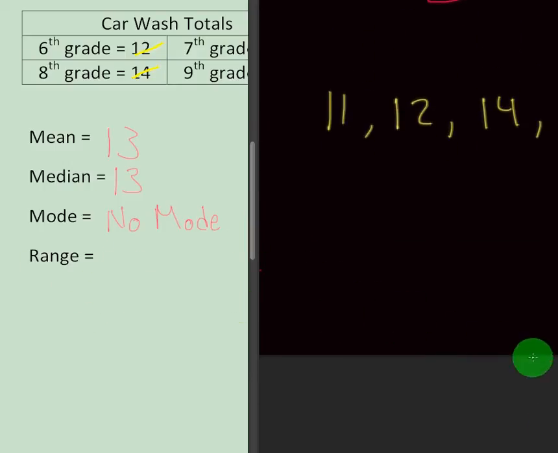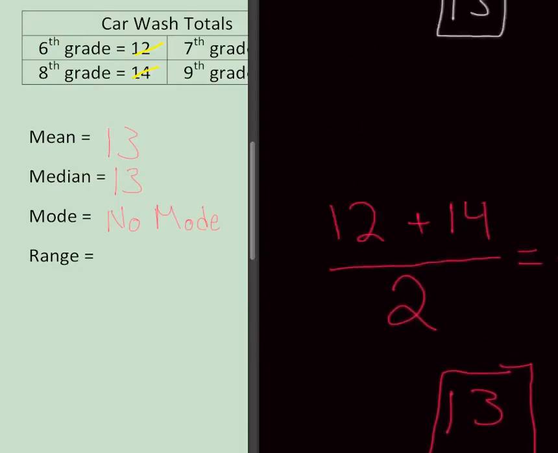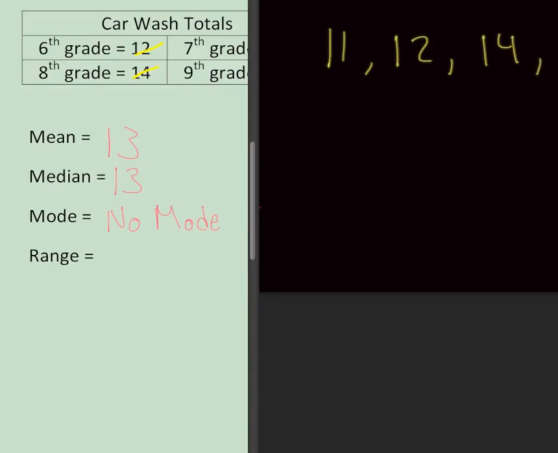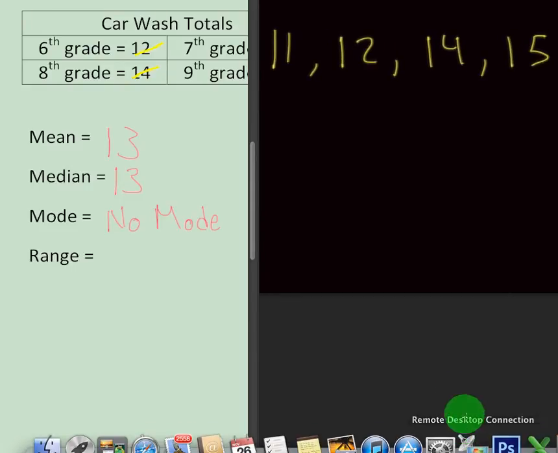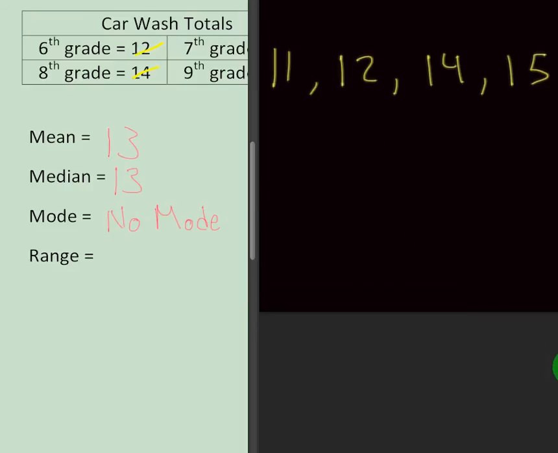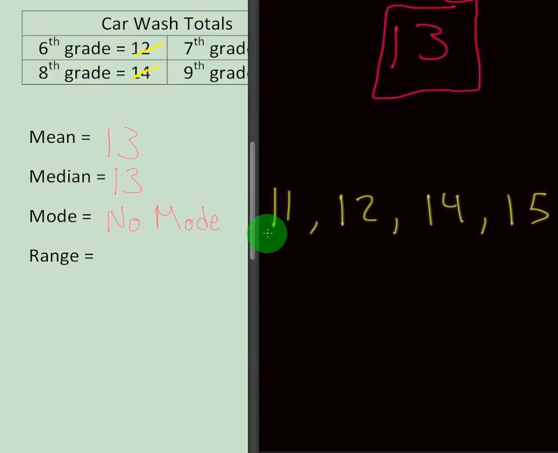Now the last piece of information I want to look at is the range. I've got to find the range of the data set here. The way we find the range is basically the difference of the max number, which is 15, and the minimum number, which is 11. So 15 minus 11 gives us 4. So our range for this data set is 4.